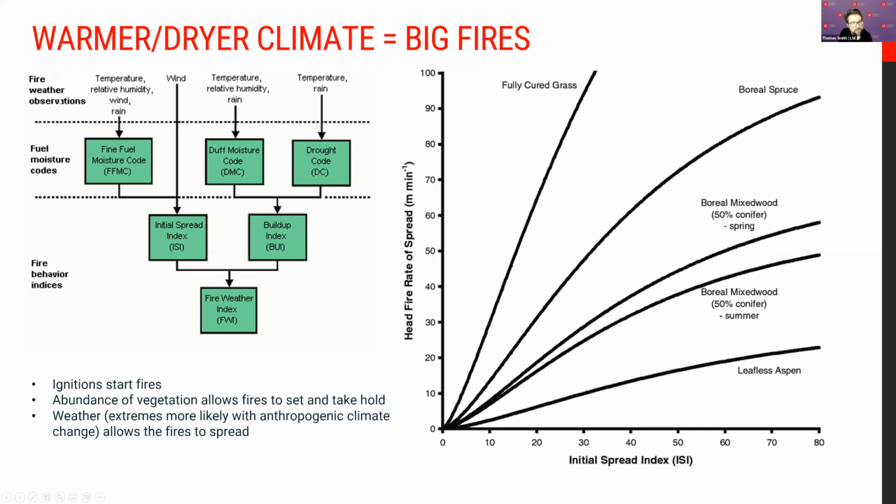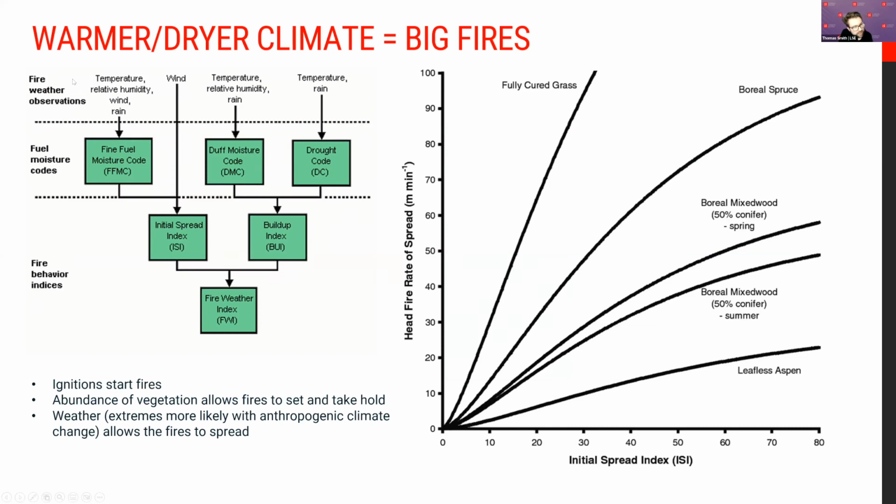So at the top here, you can see fire weather observations: temperature, humidity, wind, and rain, both in the short term on the left and the longer term on the right, because both the long-term weather and the short-term weather determine whether you're going to have a fire ignite, but then the short-term weather determines whether that fire is going to really spread quickly or not.